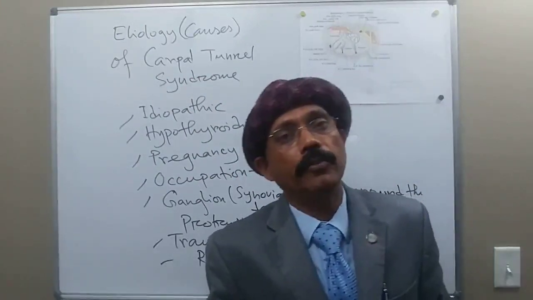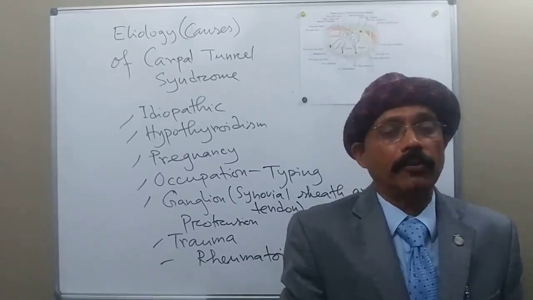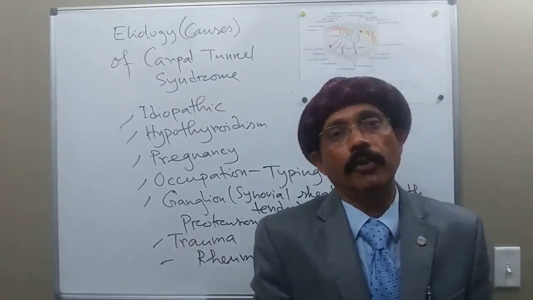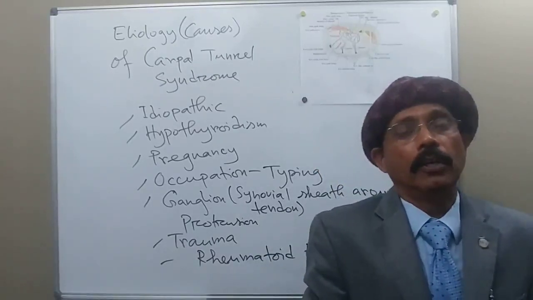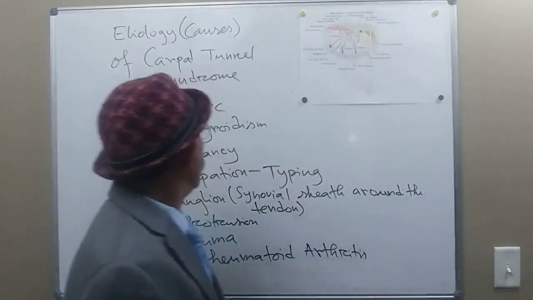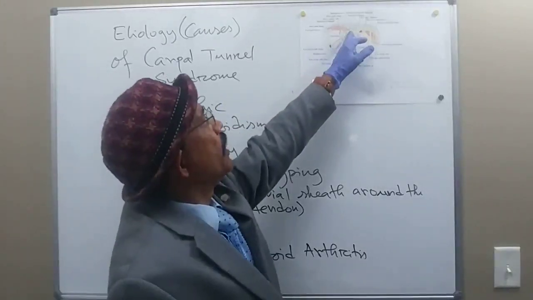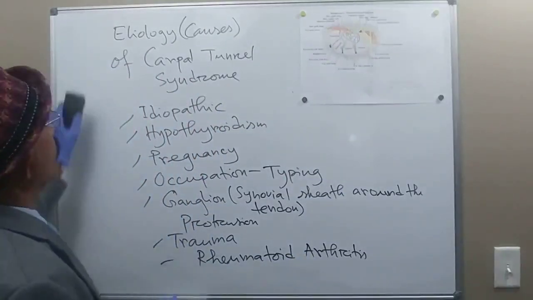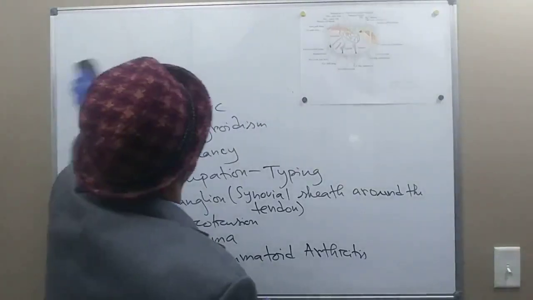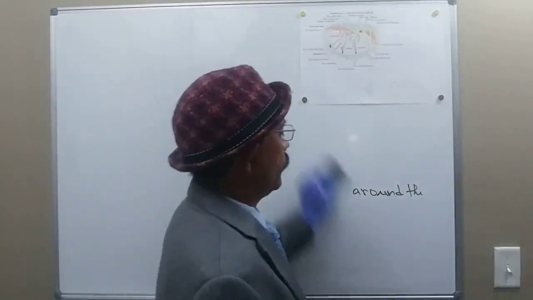That tunnel contains the median nerve and many tendons: ulnar bursa, radial bursa, flexor digitorum superficialis, flexor digitorum profundus, flexor pollicis longus, flexor carpi radialis tendon. That may compromise the median nerve, so we may get carpal tunnel syndrome. These are the causes. So what will happen in carpal tunnel syndrome?